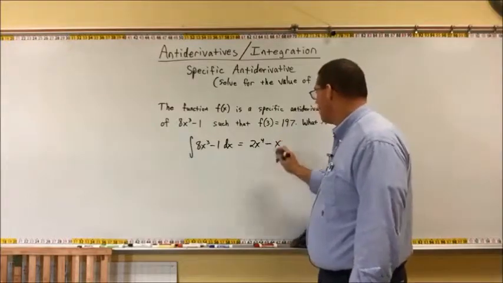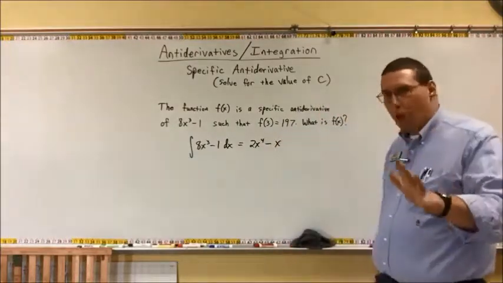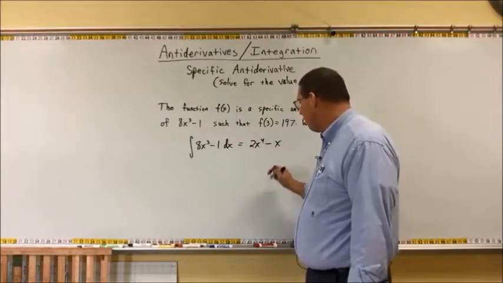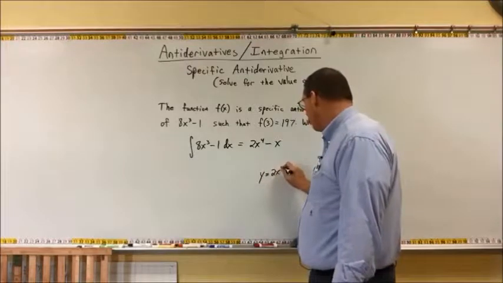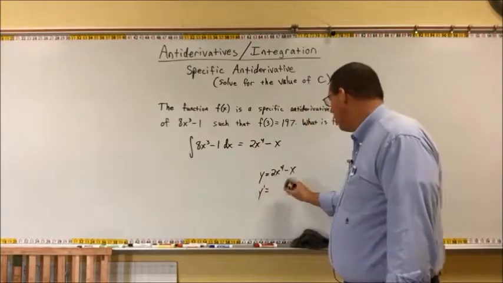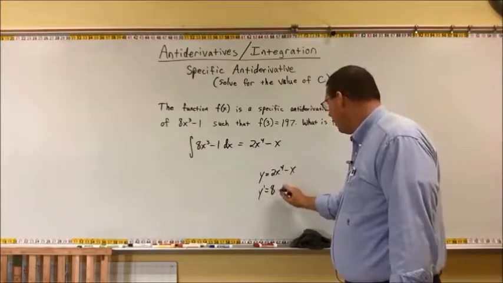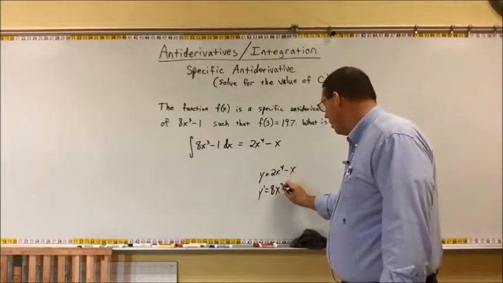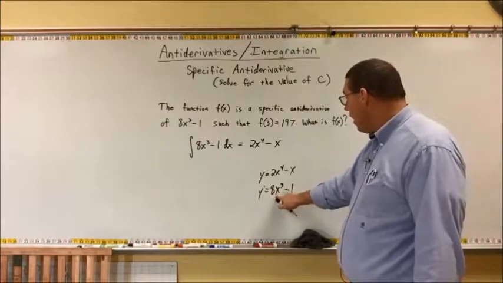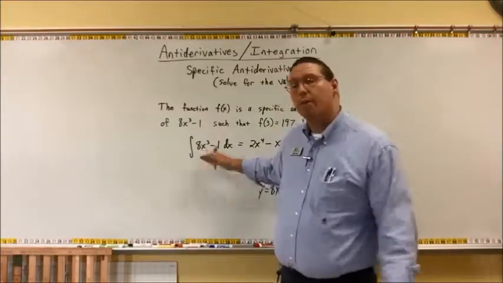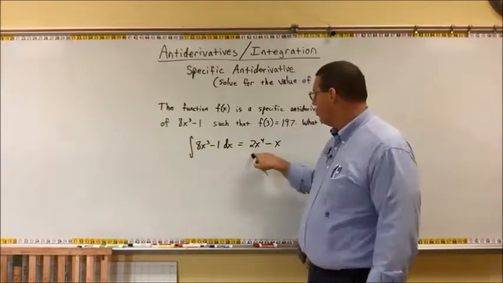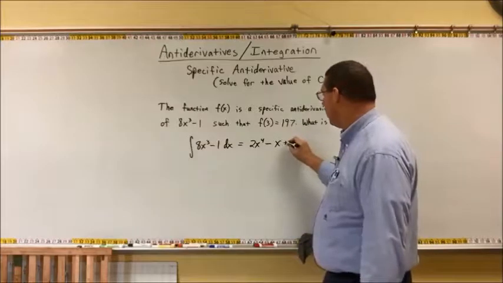So minus x. Now let's stop for a second, and I'll show you how I know this is correct. If y was equal to 2x to the fourth minus x, what would the derivative, y prime, be? Well, 4 times 2 is 8, x to the 4 minus 1 is 3, and the derivative of minus x is just minus 1. Look at that. The derivative is 8x cubed minus 1, which is what we started with, so we must have done it correctly. Okay, good. So the antiderivative is 2x to the fourth minus x, plus c.